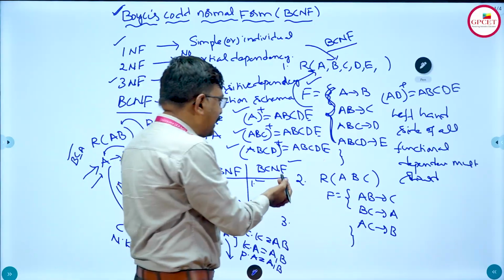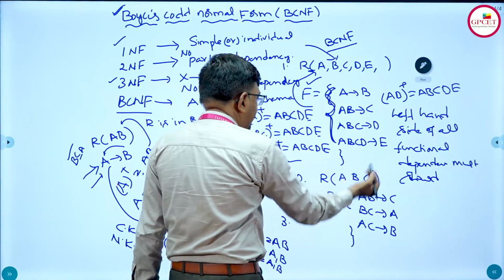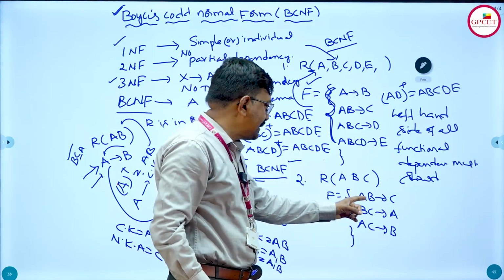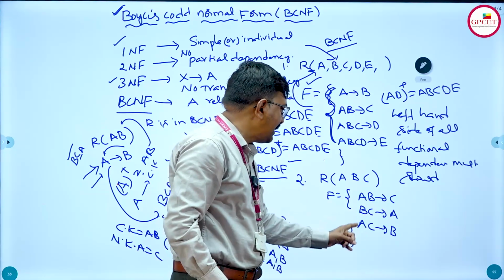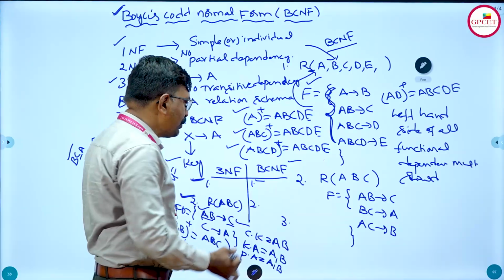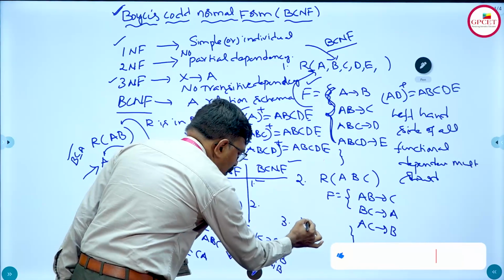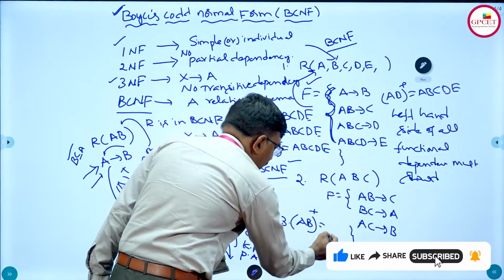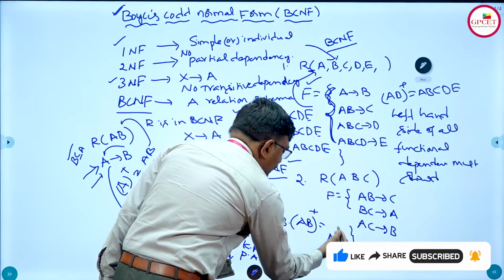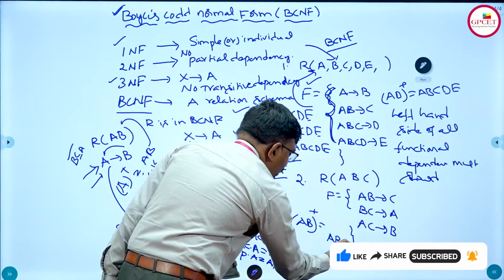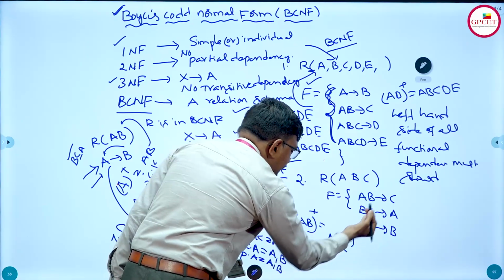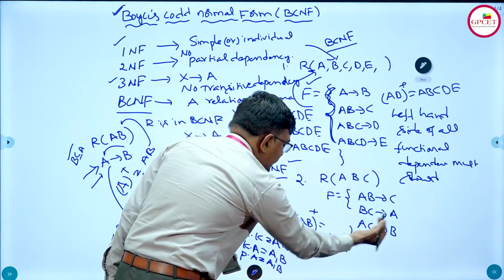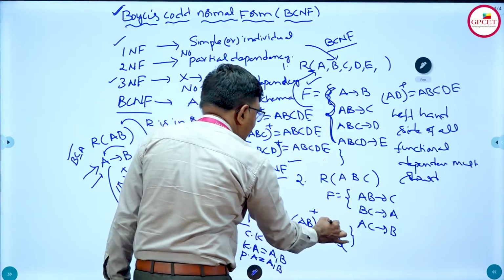Observe here one more example: R of A, B, C, functional dependencies AB tends to C, BC tends to A, AC tends to B. First we find the closure, AB closure. In AB closure you can get AB, AB derives what? C. And then BC derives what? A. And then what is here? AC derives what? B. You can get the original relation.